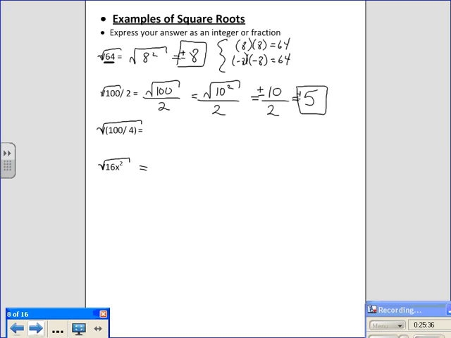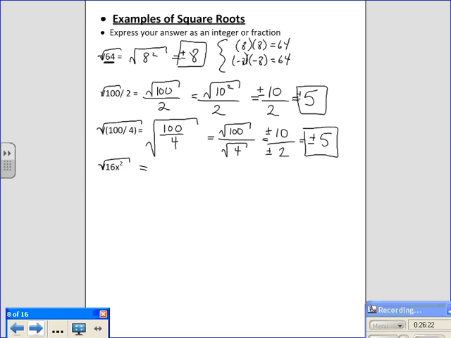Okay. The next question here could be written like this as well. Inside my square root symbol, I have 100 over 4. That whole number was in brackets, which tells me I'm square rooting all of it. So again, it's the same as square rooting the top and square rooting the bottom. So I asked myself, what is the square root of 100? It's 10, plus or minus 10. And the square root of 4 is 2. 2 times 2 gives me 4. And so my answer here again is plus or minus 5, because 10 divided by 2 is 5.